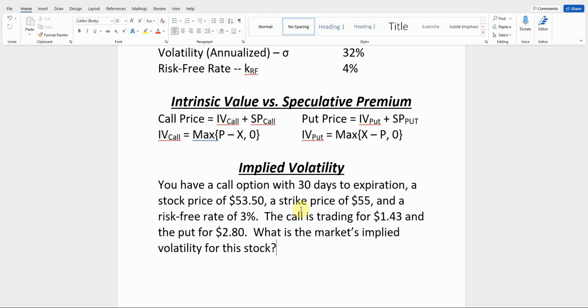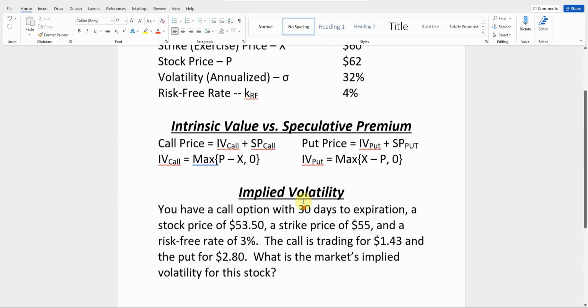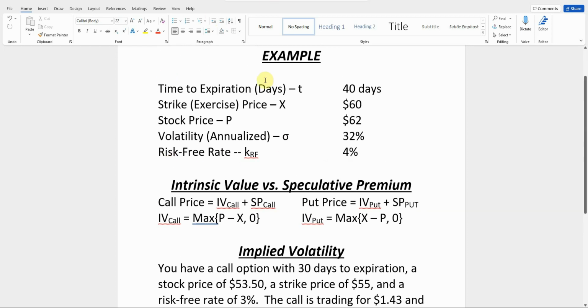Now with options, remember there are 5 things that determine the value of the option. The strike price, the stock price, the time to expiration, the risk-free rate, and the volatility. And again, you can see those 5 key things right up here. However, of those 5 key things, we know what the risk-free rate is. We can find that out from looking at treasury bills. I can find the stock price very easily. I get to choose the strike price.